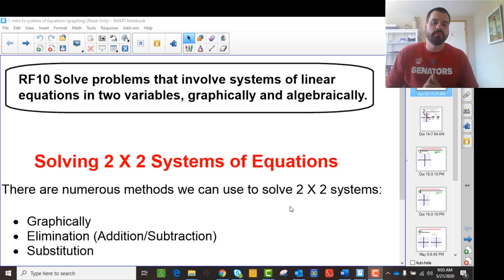And when we're doing a system of equations, what we're trying to do is solve it. So we're trying to find when this is true. What is the solution that makes both equations work? In other words, what x value and y value are a shared point? And there are three different ways to solve these systems of equations: graphically, elimination, and substitution. We're going to talk in this video about graphing to solve.